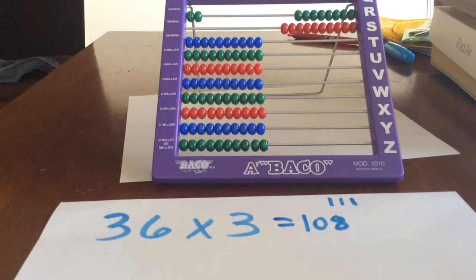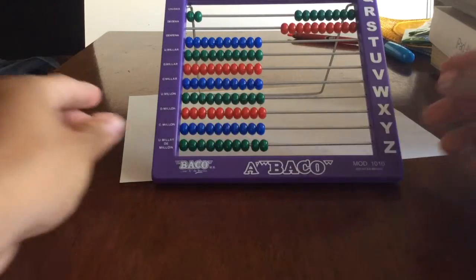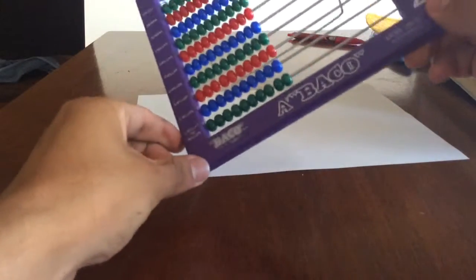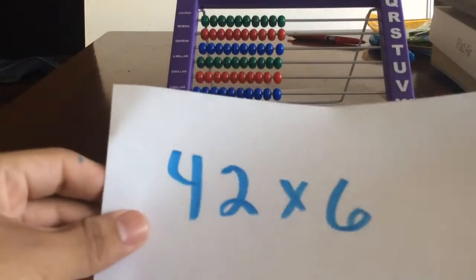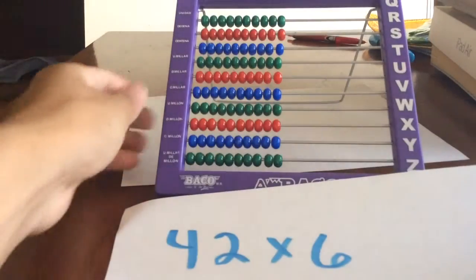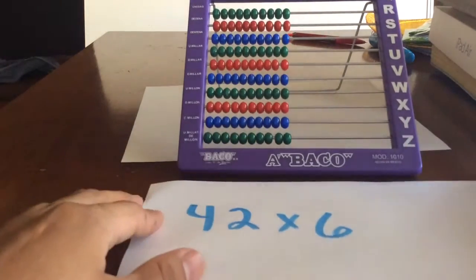Okay, I'm going to move on to my last example, which is example number 3. Go ahead and throw that away. Slide these over here. There we go. I like that. Now we have 42 times 6. So this time I'm going to be counting 42 6 times.